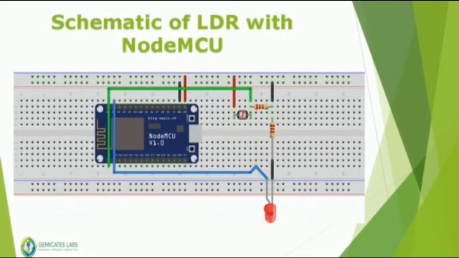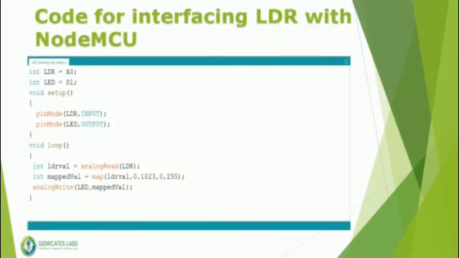Next one is LDR. This is how the schematic looks like. Let us see the code for it. We have assigned LDR of int data type with A0, which means the analog pin of NodeMCU is connected to LDR, and assigned LED of int data type with D1, which means D1 pin of NodeMCU is connected to LED, and made LDR behave as input and LED behave as output. In loop, we have assigned analog read of LDR to LDRval of int data type and mapped analog values and digital values.